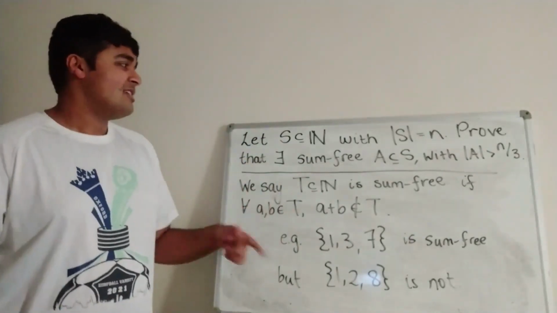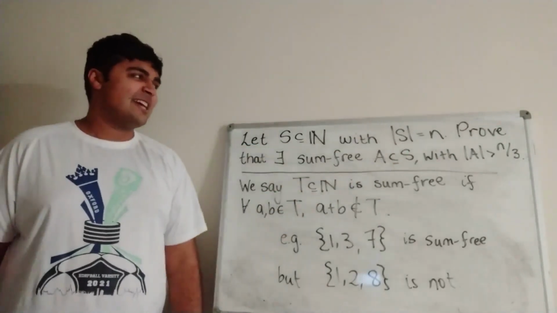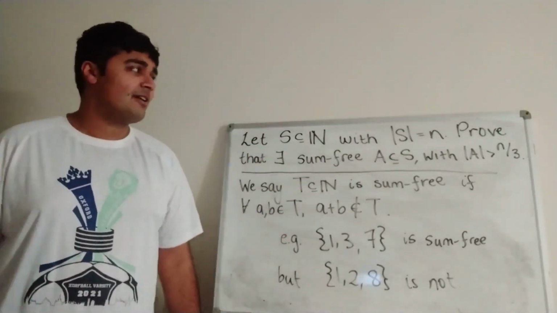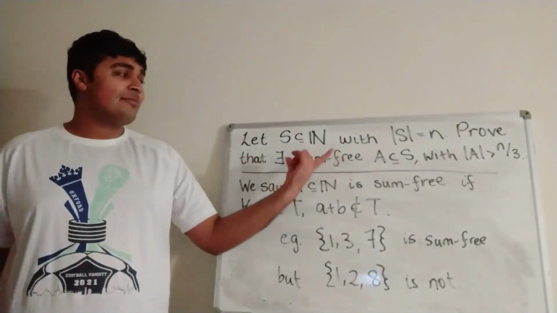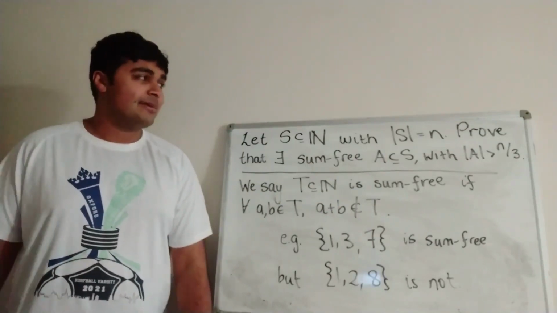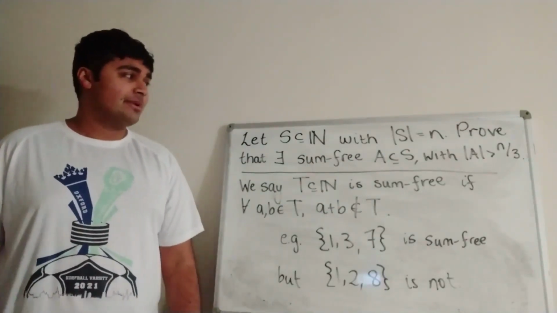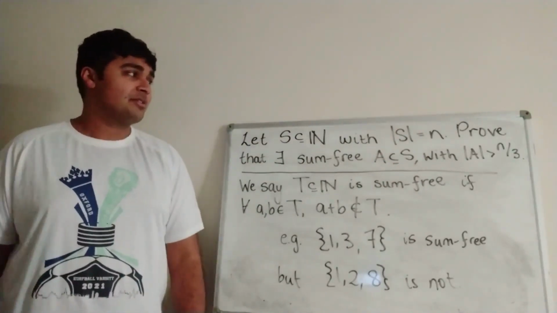So we have S, a subset of the positive integers, with the cardinality of S being equal to n. So n here is just some finite positive integer. We want to prove that there exists a sum-free subset of S, which we're going to call A, with the cardinality of A being strictly bigger than n over 3. Okay, so A is a subset of S, and A has more than n over 3 elements.